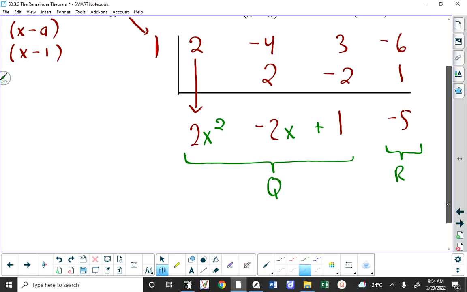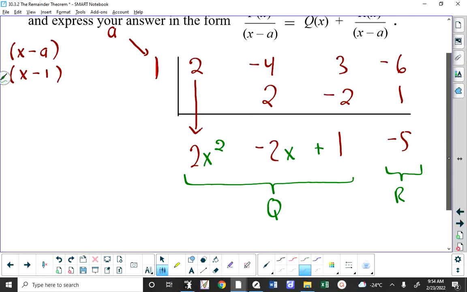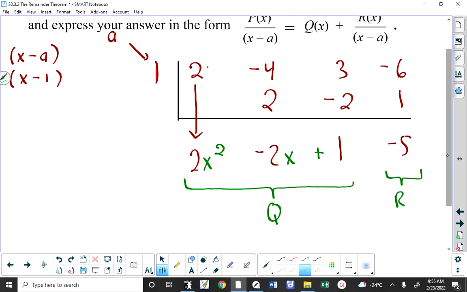Boom, you're done. The thing you need to remember, though, is that when we started, this represented x cubed. So the numbers above the line represent the original degree of all of the terms, but as soon as you go to the answer below, it's 1 degree less.